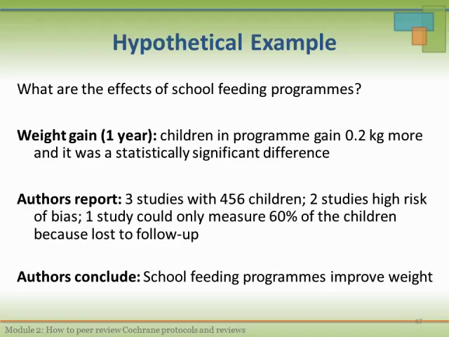Take, for example, a systematic review that compared the effects of school feeding programs or no programs on children. The authors calculated that after 1 year, children who were part of the program gained 0.2 more kilograms in weight than the children who did not have the program. That result was statistically significant. The authors also reported that this information came from 3 studies with 456 children.